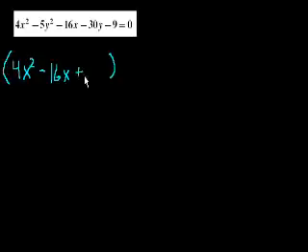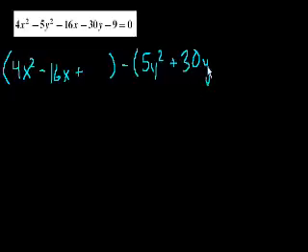So let's do that. So let's group the x and the y terms. So you get 4x squared minus 16x plus something, right? That's how we're going to complete the square. And then you get minus 5y squared. So let me just minus, and I'll do plus 5y squared. And then we have a minus here, so it becomes plus 30y. And then you have out here, you have a minus 9 is equal to 0.